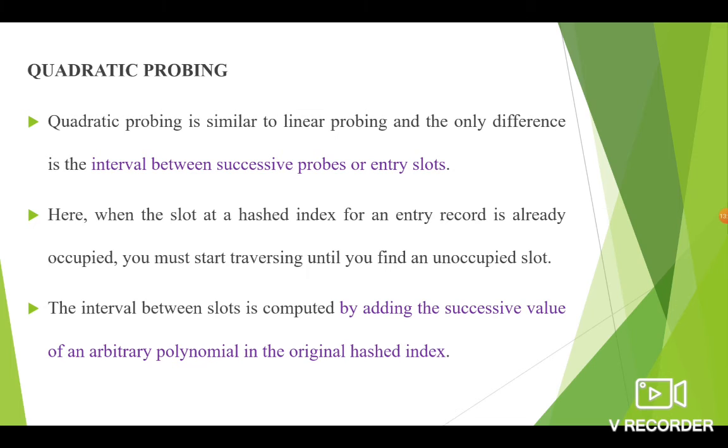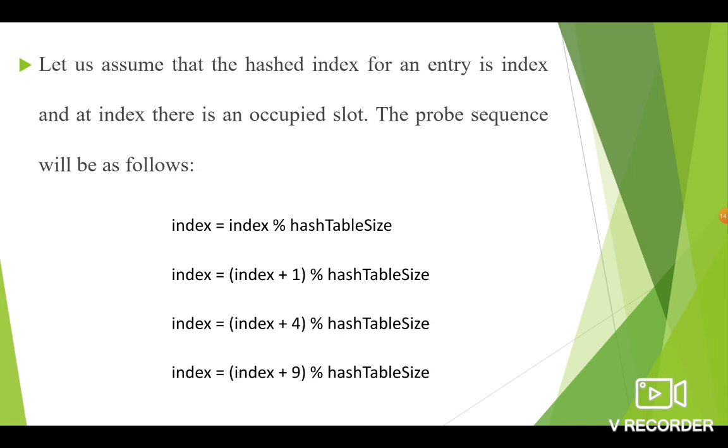The same procedure is applied to quadratic probing also, but the only difference is the interval between successive probes, or the interval between entry slots, is different. When the slot is full, you have to start traversing until you find an unoccupied slot. The interval between slots is computed by adding the successive value of an arbitrary polynomial to the original hash index. So this is the formula.